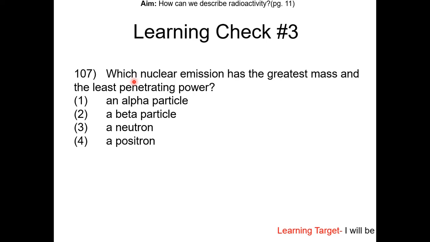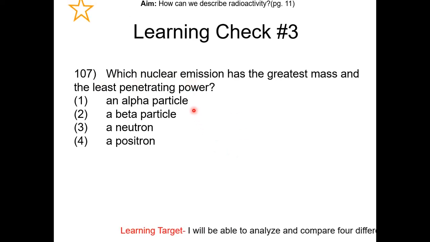Learning check number 3. Which nuclear emission has the greatest mass and the least penetrating power? Pause the video and resume when completed. That'll be alpha particle, choice 1.